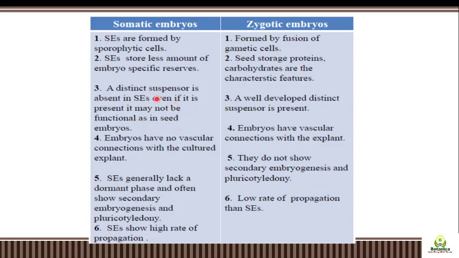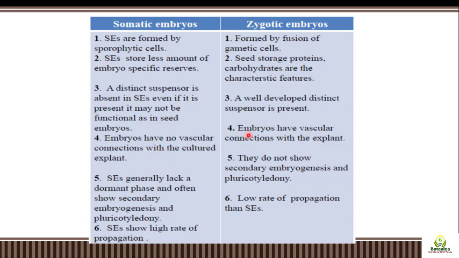So when the seed germinates, it has a distinctive suspensor which is not present in the somatic embryos, and it is well developed and distinct in the zygotic embryos. And next, somatic embryos have no vascular supply and vascular connection with the cultured explant. Remember we are talking about the cultured explant, because we have isolated cells from, for example, taproot or leaf. Now the leaf is separate from those cells which we are culturing here. So this embryo has no vascular connection with the source of explant.